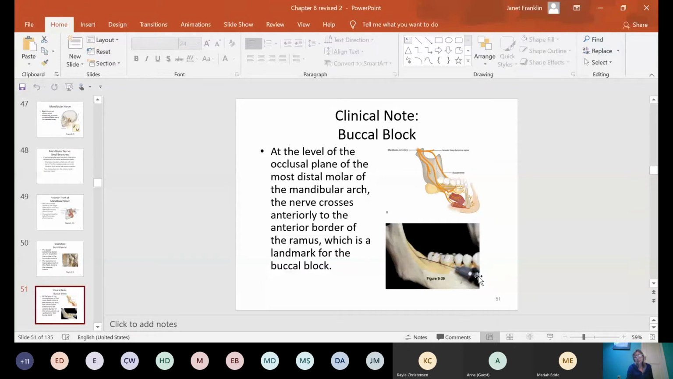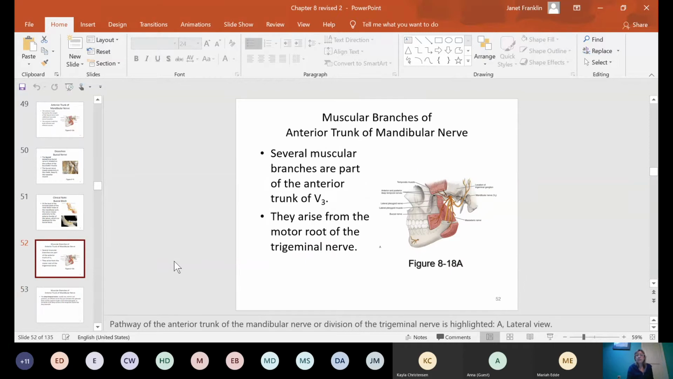It's a very easy injection to give. You just pass your needle along the occlusal surfaces toward the ramus. As soon as the needle goes in, you're going to hit the ramus right away. You're going to hit the bone, and that's where you inject. And then you've got your muscular divisions, or motor divisions, that innervate the muscles.